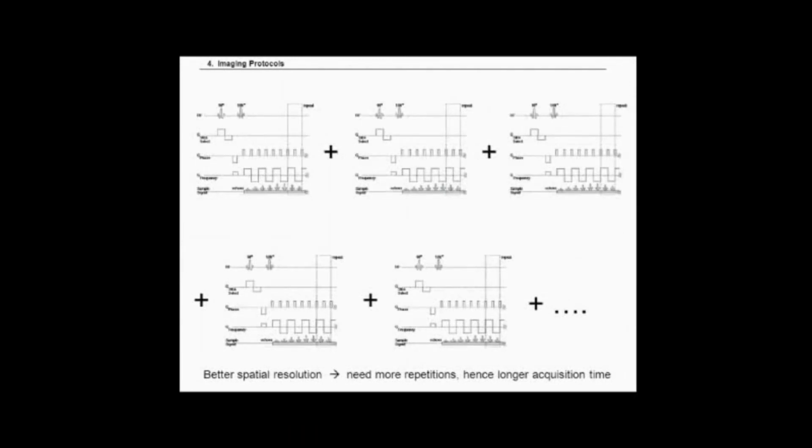It turns out that this is what we had on the previous slide. We have to run this, and then we have to do it again and again and again. The number of times we have to repeat this depends on the spatial resolution that we want. The higher the resolution, the more times we typically have to repeat this, and this gives rise to very long acquisition times in MRI.